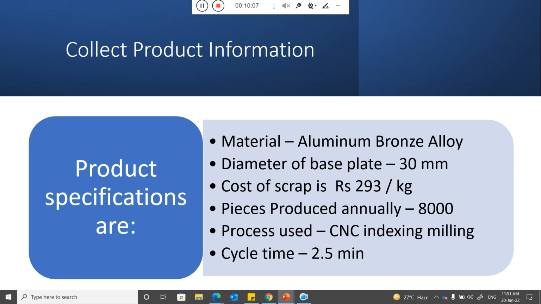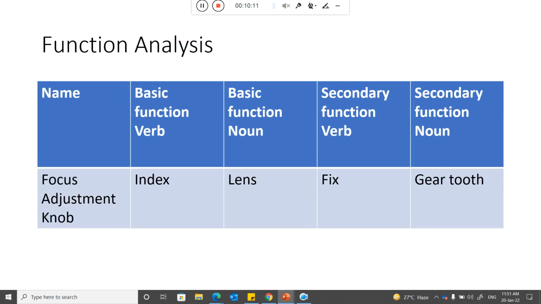So that is the second thing. First you need to select the product, next collect the product information. The third thing, function analysis, means you need to identify the function of that particular product. So here the product, you can say, is the focus adjustment knob.